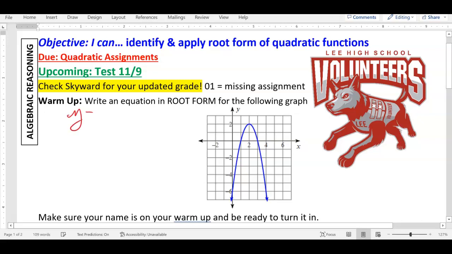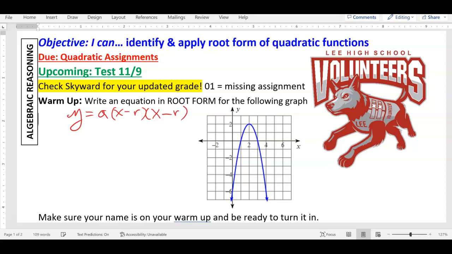Y equals what? What letter goes first here? Okay, A, parentheses, and what goes inside the parentheses here? X minus R, and another X minus another R. Those are your two roots, right? And yesterday we learned you either have two roots or you might have one double root, right?